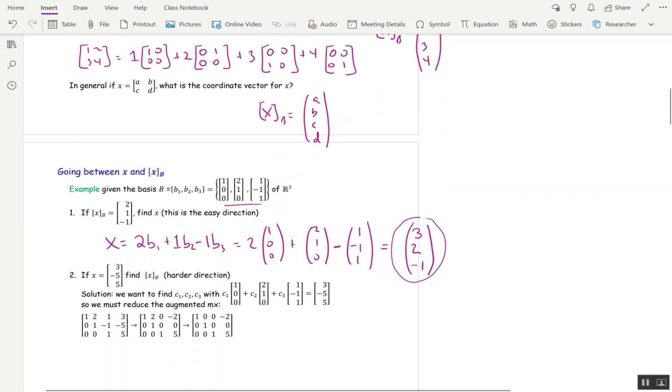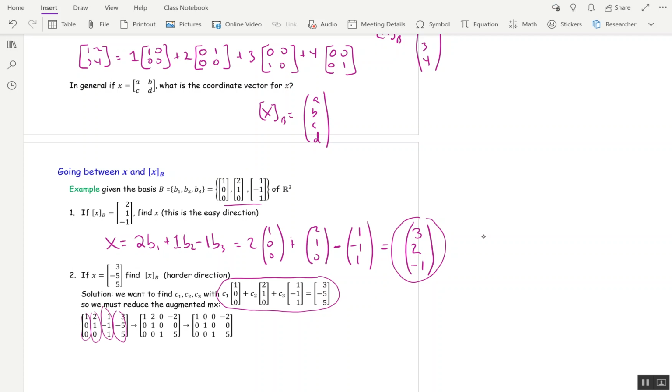Now, the harder direction, if we're given X and we want to find XB, then what we want is the coefficients C1, C2, and C3 with this equation true. C1b1 plus C2b2 plus C3b3 equals the given vector, X. All right, we know how to do that. We're just going to solve for C1, C2 and C3 by reducing the augmented matrix. So I put in B1 as my first column, B2 as my second column, B3 as my third column, augmented with X, and I reduced to save time.